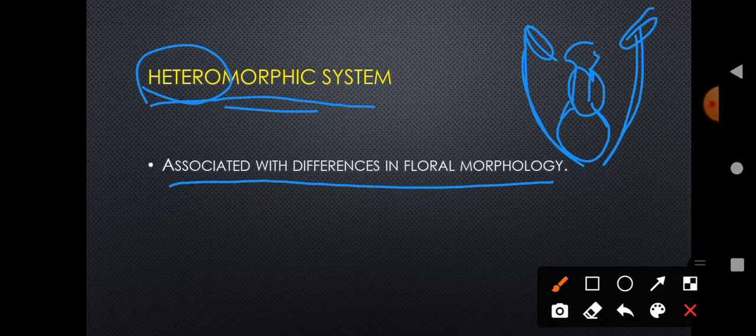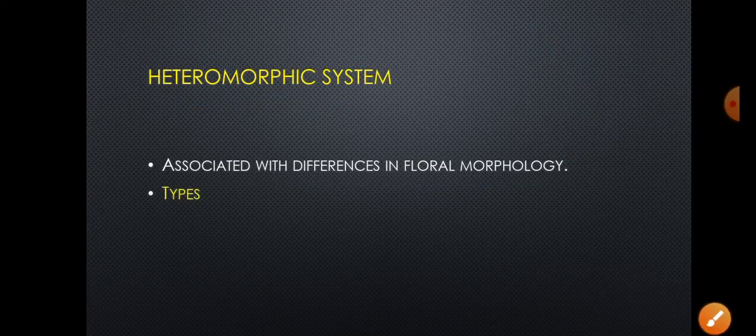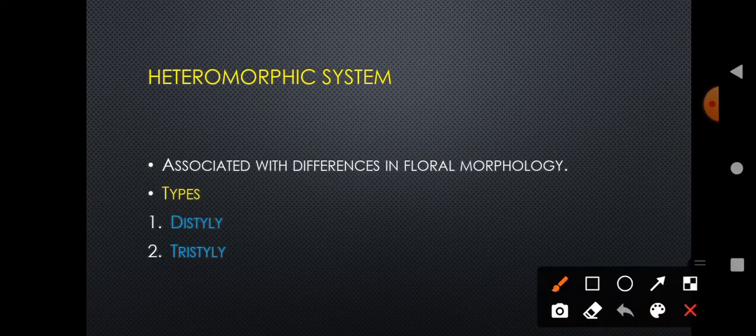So on the basis of the length of the style and the stamen, this system works. There are two types. One is distyly, that is two types of styles, and the other one is tristyly, where there are three types of styles. Two types of styles means the style may be long or short.